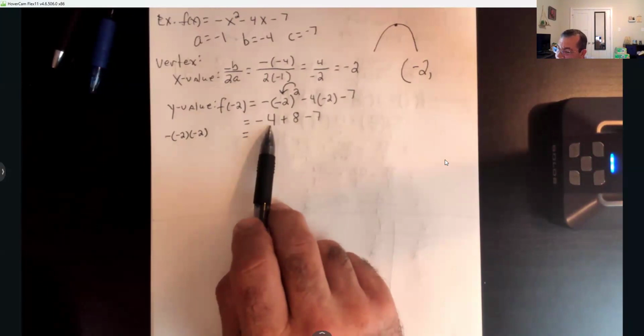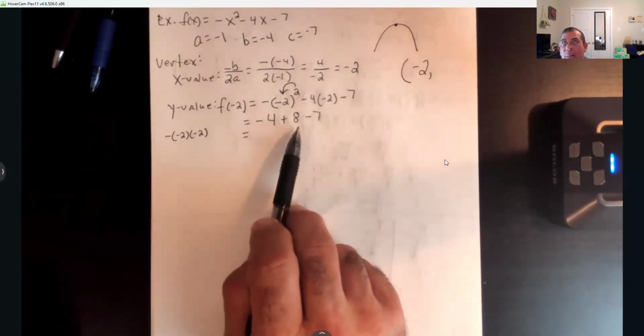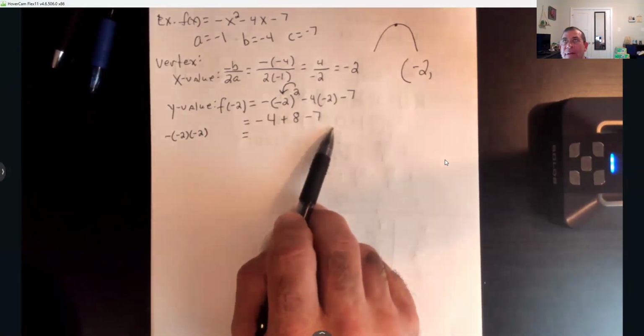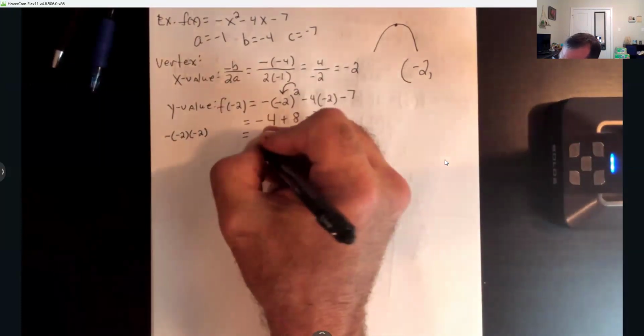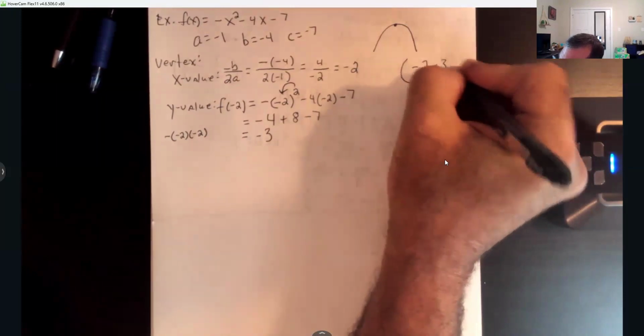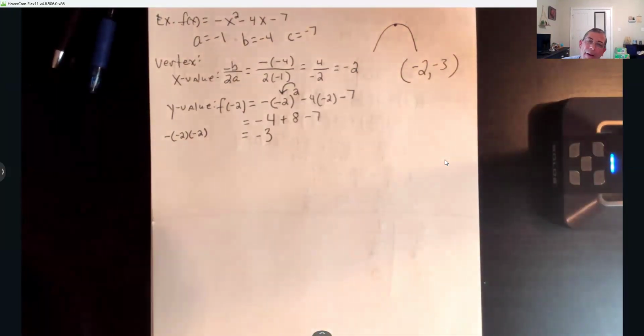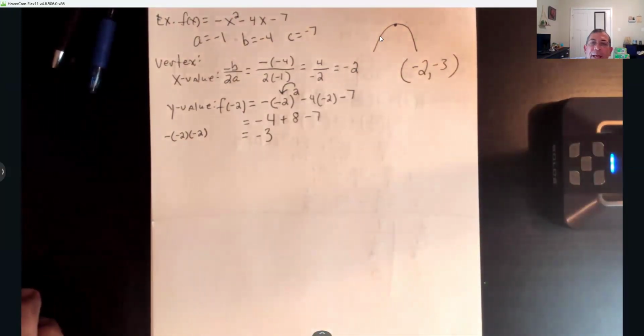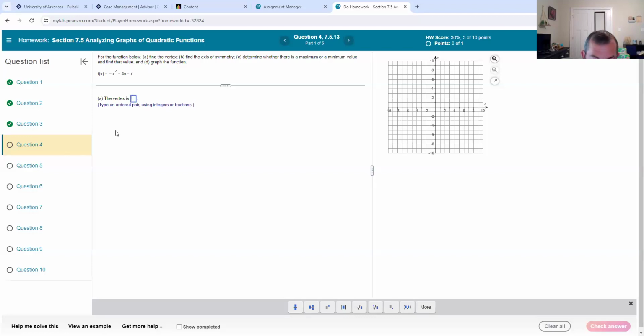All right, y'all, let's see what we get. Negative 4 and 8 is 4. 4 minus 7. What's that? A negative 3 for us. All right, y'all. So we know the vertex. So let's go put that in. So once again, an ordered pair. What I get, negative 2, comma, negative 3, close parentheses.